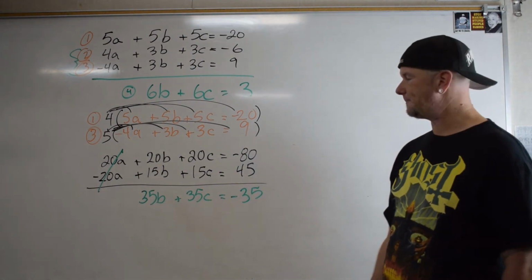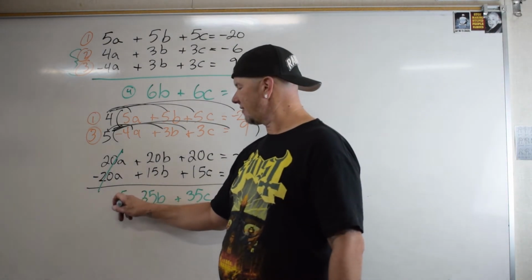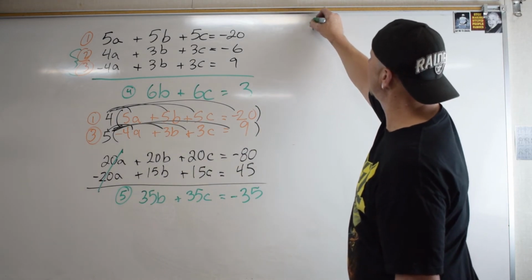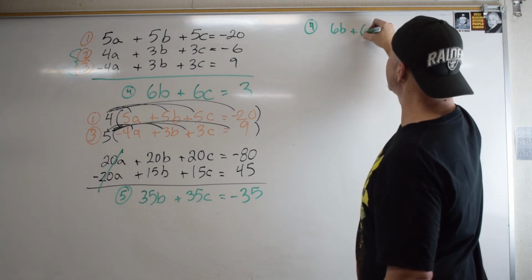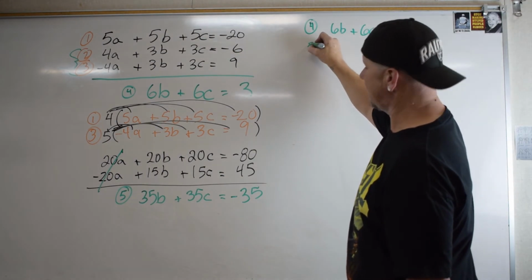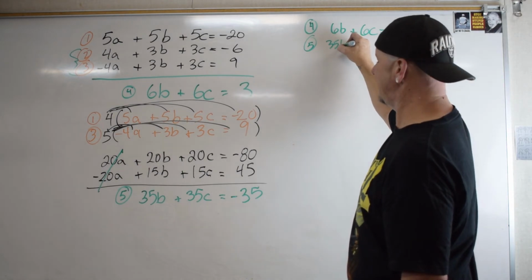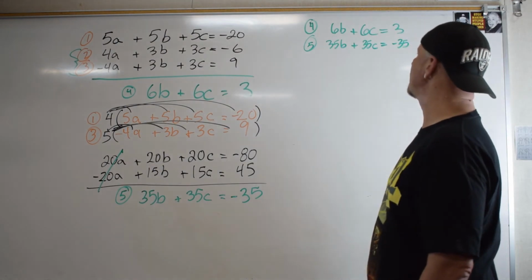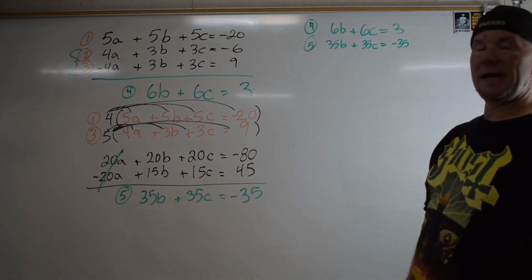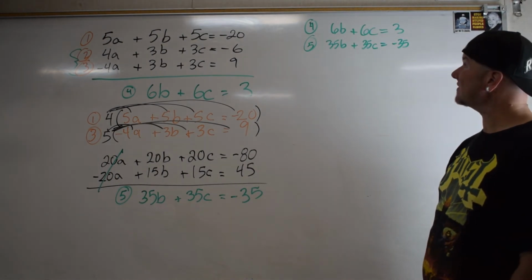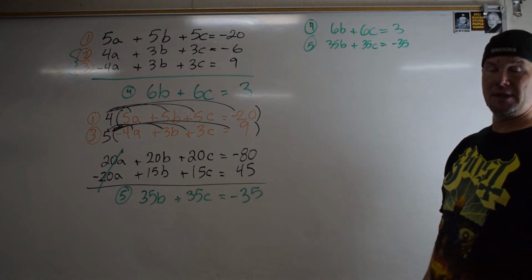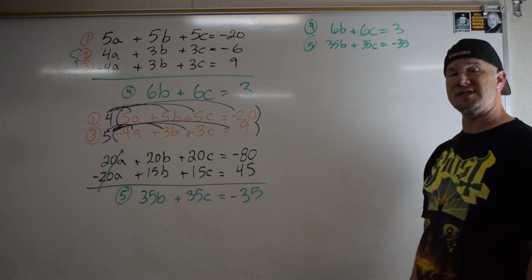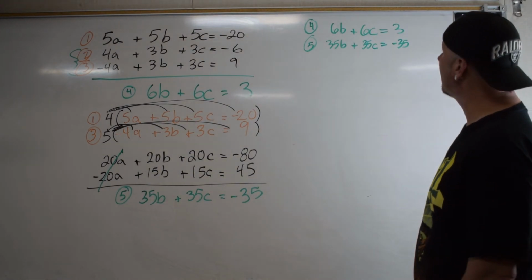So if I put these two equations together, I'm going to do that up here. We got equation 4, which is 6b plus 6c equals 3. Equation 5, this is 35b plus 35c equals negative 135. All right, so now we need to eliminate either b or c. So I need to make either the b's into the same number but different signs, or the c's. Now in this case, they are both the same. So let's say I want to get rid of the b's.